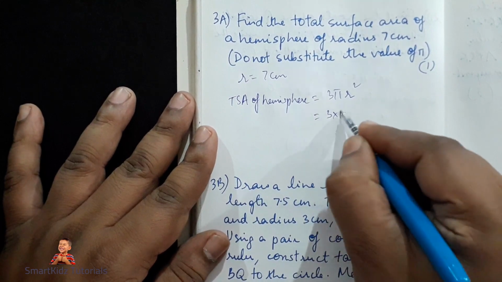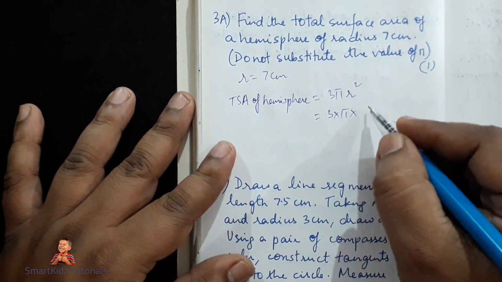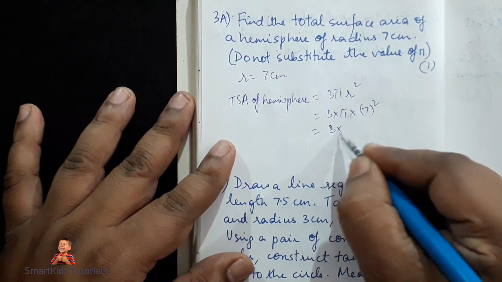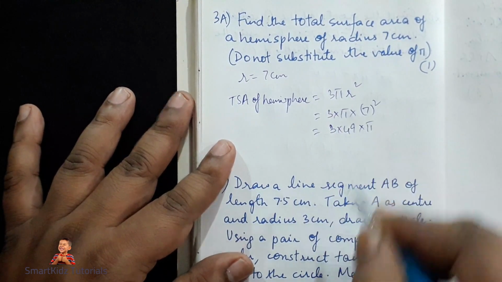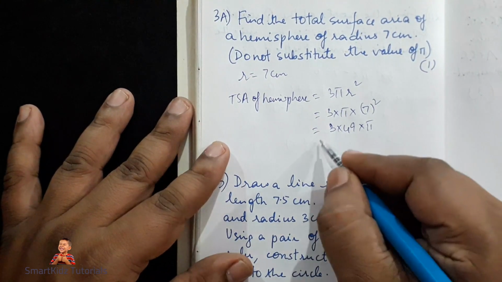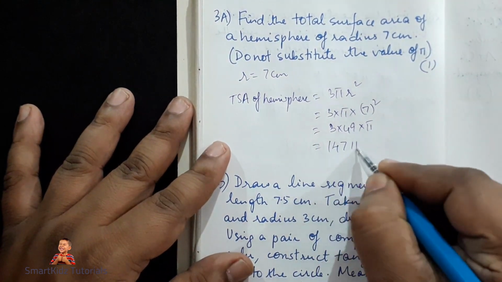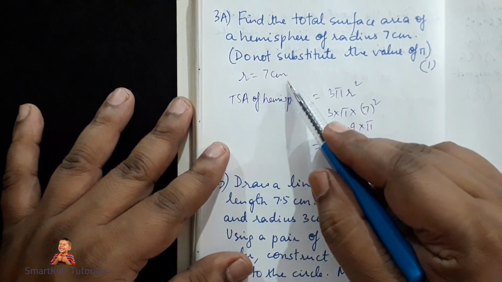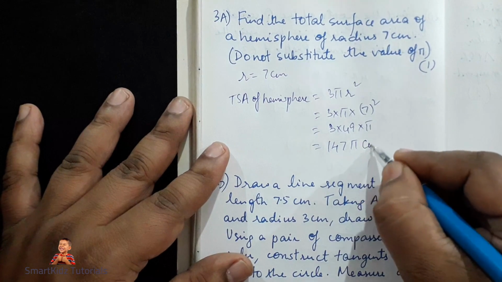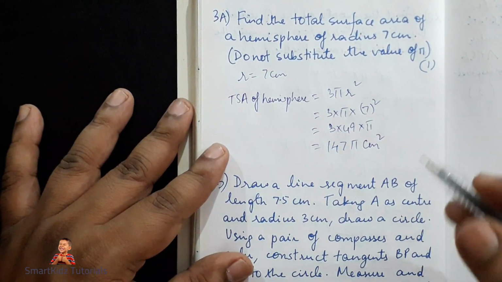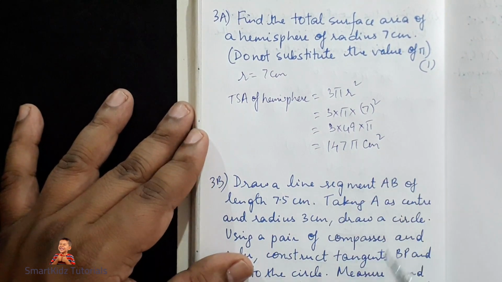3, we do not substitute the value of pi. R is 7, so 7 whole square. So that will be 3 into 49 into pi, and 49 into 3 gives us 147 pi. Do not forget the units, otherwise you will lose marks. cm, so that means centimeters, so centimeter square for area. For a volume it will be cube, centimeter cube. Okay, so this is our answer.